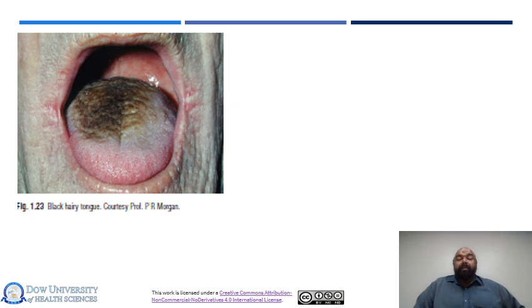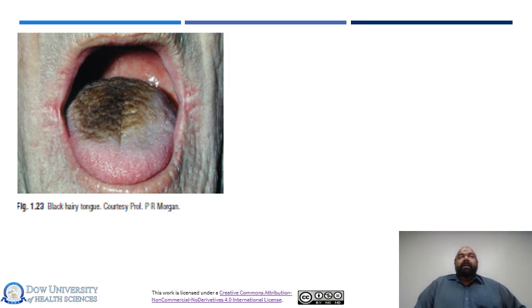Then we have the fungiform papillae, which are less numerous, and they are reddish in color, followed by the sides of the tongue. There are foliate papillae, and these foliate papillae are slit-like in appearance. And then just anterior to the sulcus terminalis, we have the largest papillae, and these are known as the circumvallate papillae.